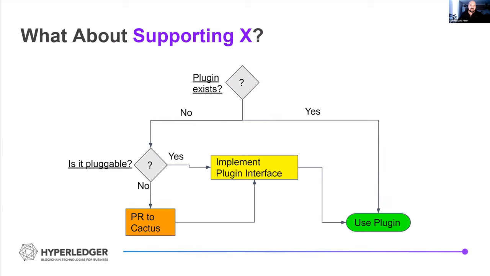And so this little chart demonstrates my personal thought process if anyone asks me about supporting this ledger or that kind of key management or authentication. All of these should be in the end plugins. And then if you ask me what about supporting something along these lines, then first I will say, is there a plugin? And if yes, then just use it.